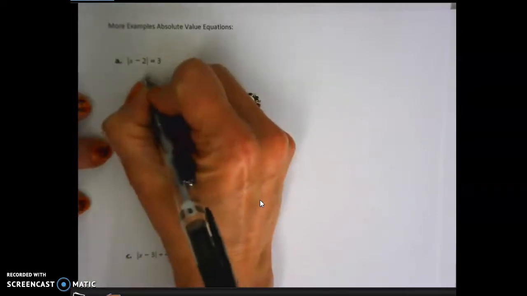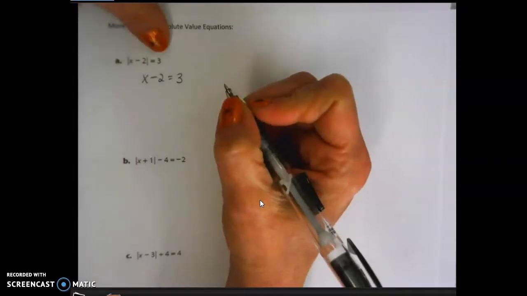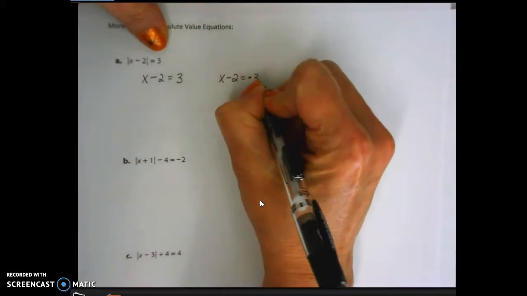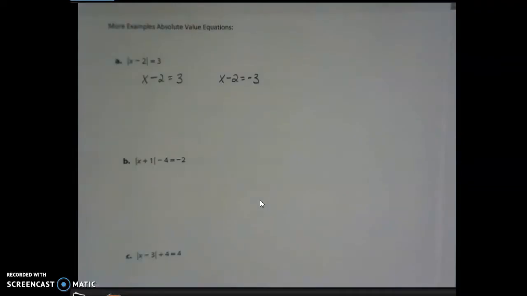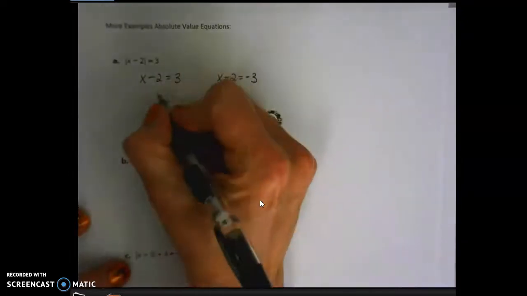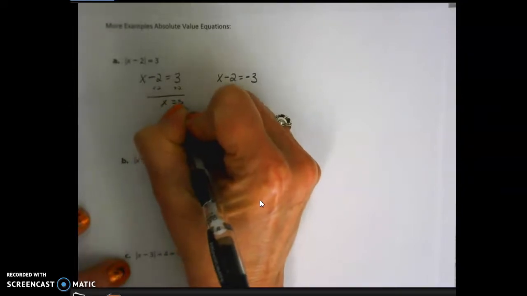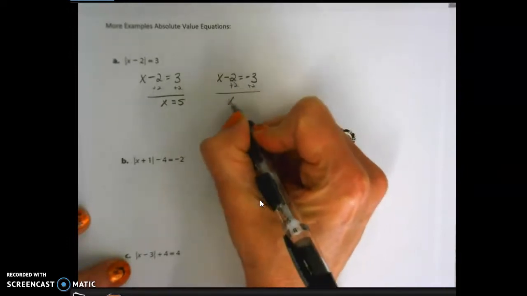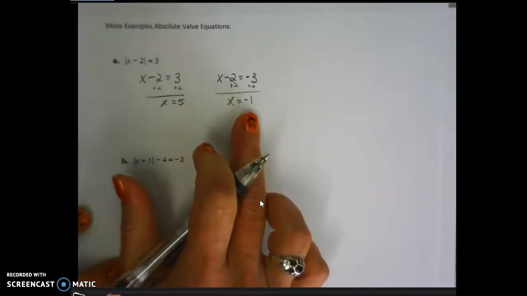Your first equation is x minus 2 equals +3, just like you see here. And your second equation is x minus 2 equals -3. We have to consider the positive distance from 0 as well as the negative distance from 0. Once you get that, they're fairly easy equations to solve. Of course, I'm going to add 2 to both sides. This one gives me x equals 5. If I add 2 to both sides here, be careful with the negative. x is -3 plus 2, which is -1. So I have x could be 5 or x could be -1.